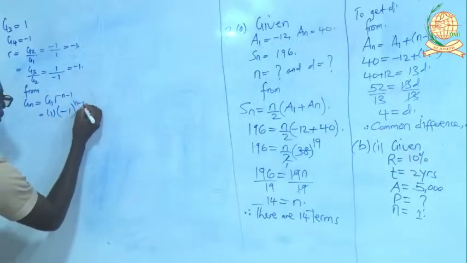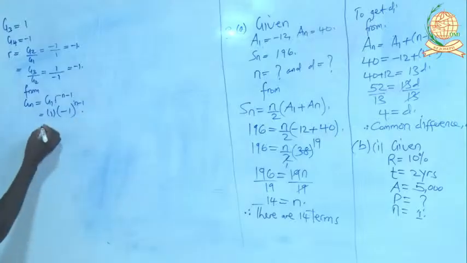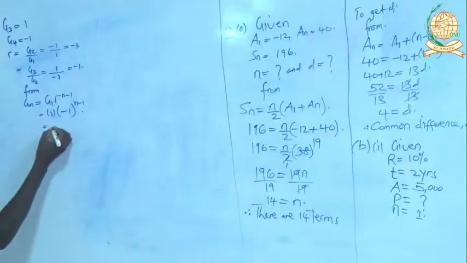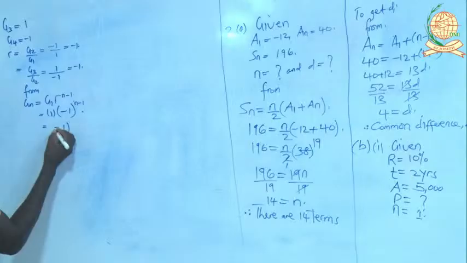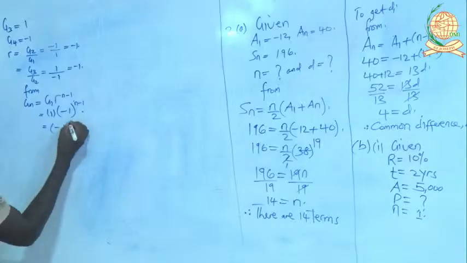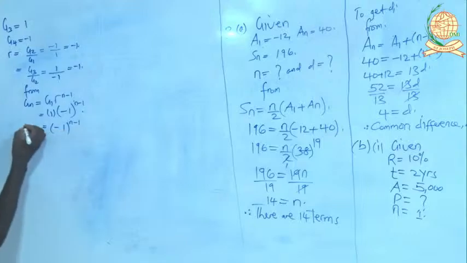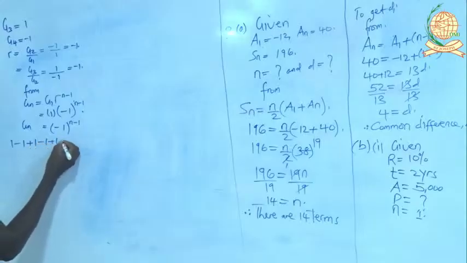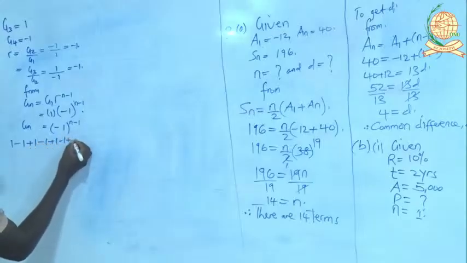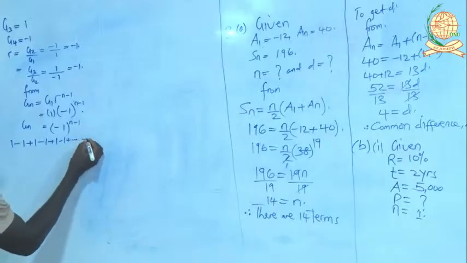Then n minus 1. So this is equal to negative 1 in bracket power n minus 1. This is the general formula for the given series. So the series 1 minus 1 plus 1 minus 1 plus 1 minus 1 plus, up to the last term negative 1 power n minus 1.